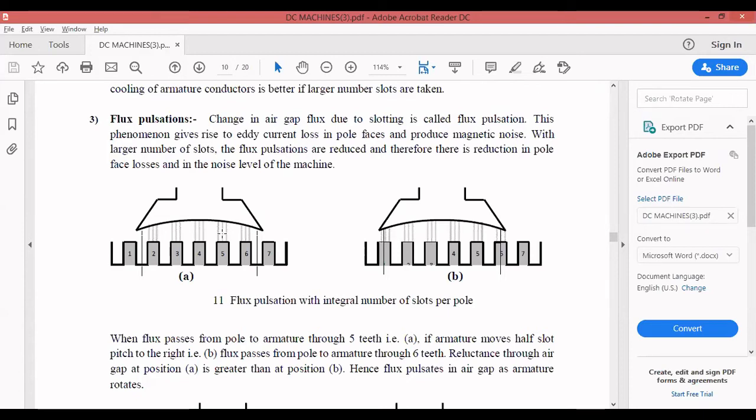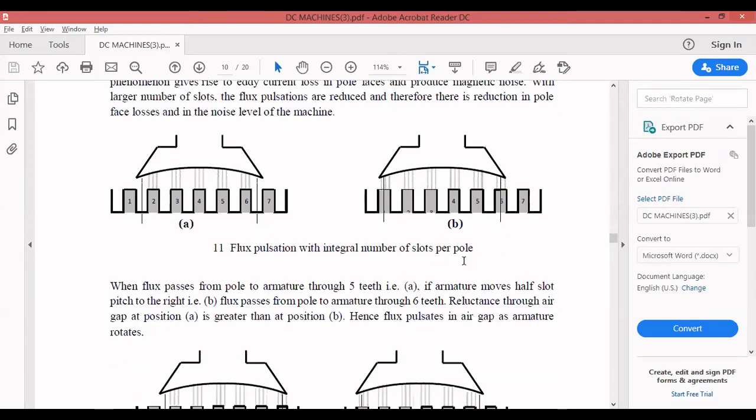flux pulsation. You see that the flux in the air gap should be maintained constant. There should not be too much flux pulsation. So in the air gap, the flux should be almost constant. But that depends once again upon how many slots you are going to place in each magnetic pole. With a large number of slots, the flux pulsations are reduced, and therefore there's a reduction in pole face losses and in the noise level of the machine. So you have to go for a large number of slots, so that the flux pulsation will be reduced and even the noise level of the machine will reduce.